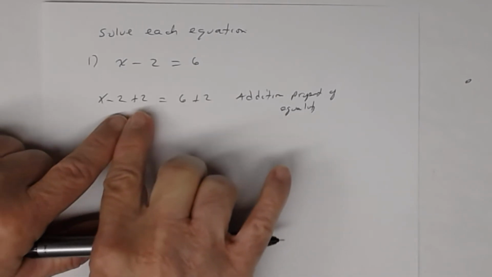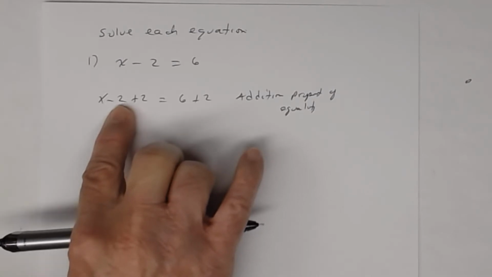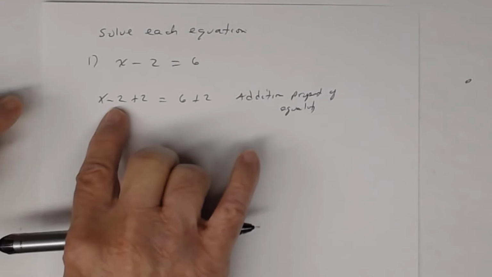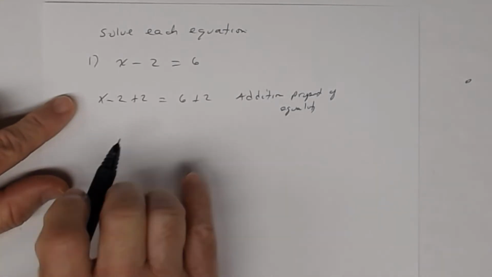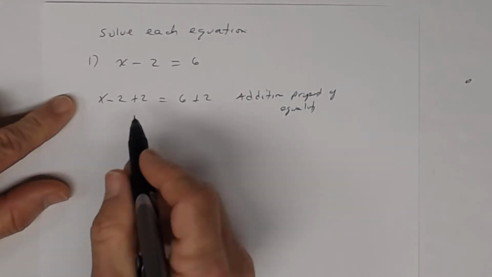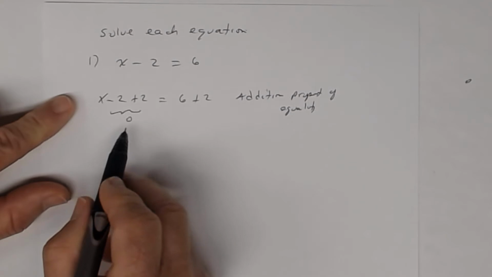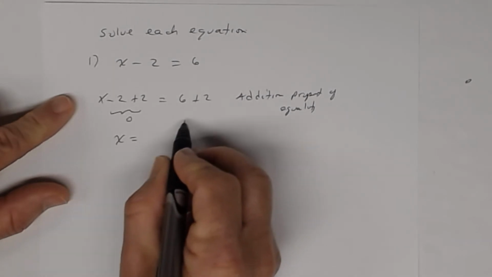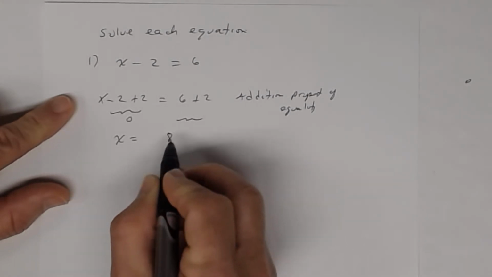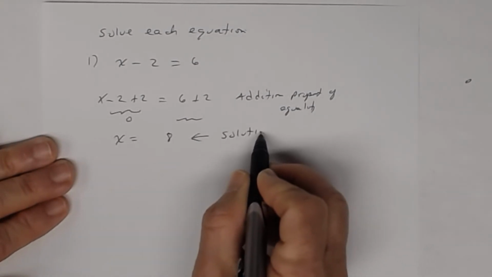And the purpose of thinking like I just did: I'm subtracting 2 from x, so think of the word opposite. The opposite is to add. The whole idea is that when you combine like terms, a negative 2 and a positive 2 is 0. This right here is 0. And so x plus 0 is x. You get x equals, and then this right here is 8. So that's your solution, or your root.